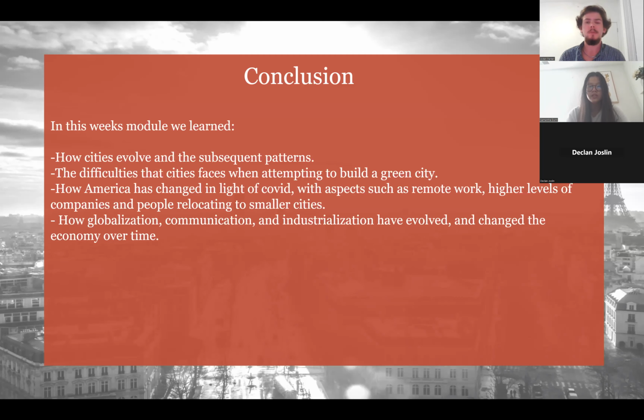So in conclusion, we learned how cities have always evolved, changed in many different ways, including globalization, communication, remote work, industrialization, and the different ways that has changed the economy over time.